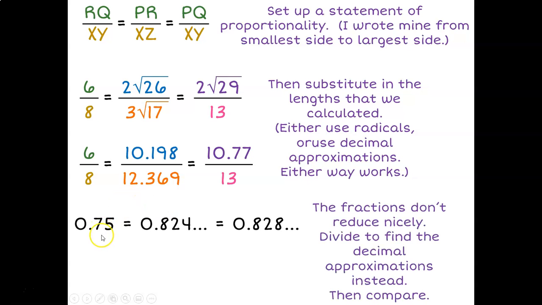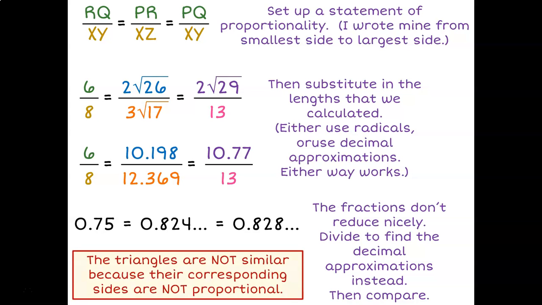6 divided by 8 is 0.75. These two numbers divide to about 0.824, and these two numbers divide to about 0.828. Looking at these 3 answers, they're not the same thing, which means that the side lengths are not proportional. And that means that those two triangles are not similar. They might have looked similar, but we have proven that based on their side lengths, they are not similar.